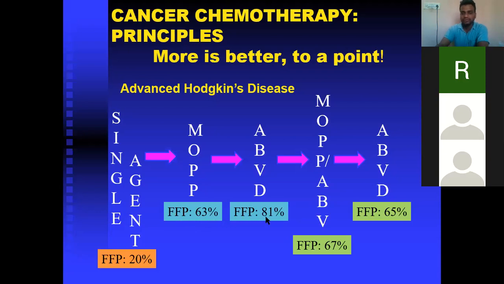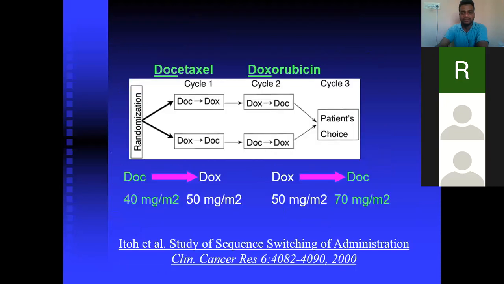If you go from MOPP to ABVD, then the free from progression increases further. So this is the point I want you to understand from this principle, that more is better to a point. But after that, it may not keep increasing. It may get stagnant. So this is another example.